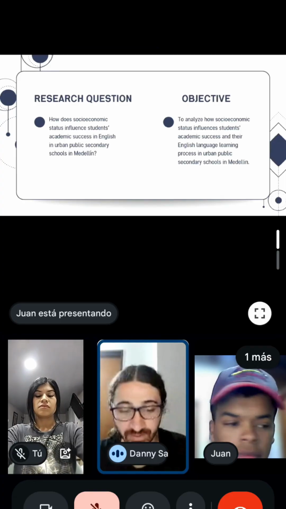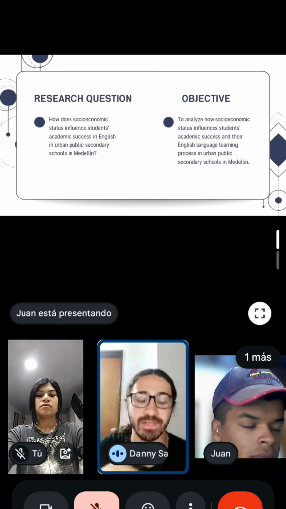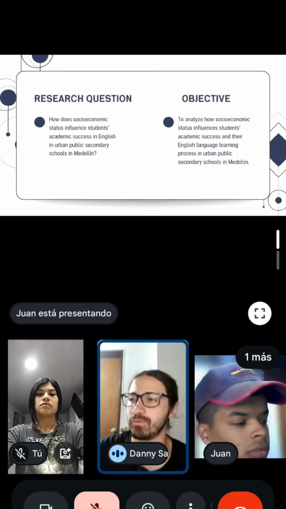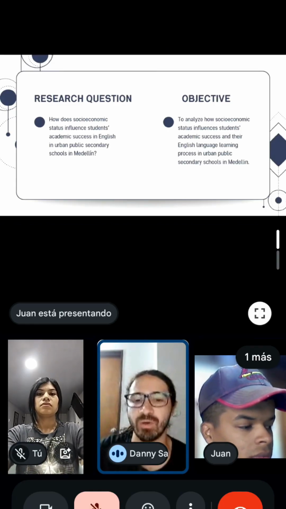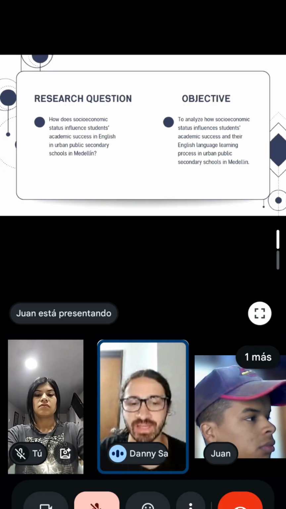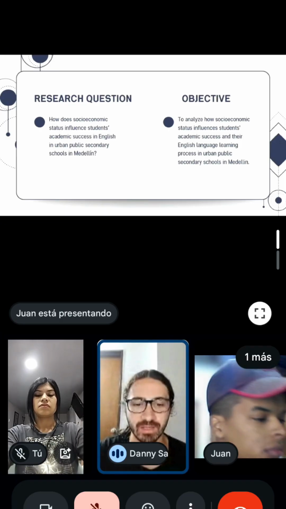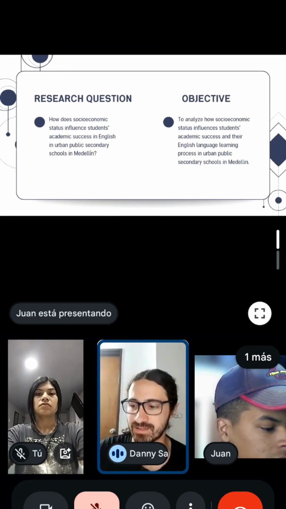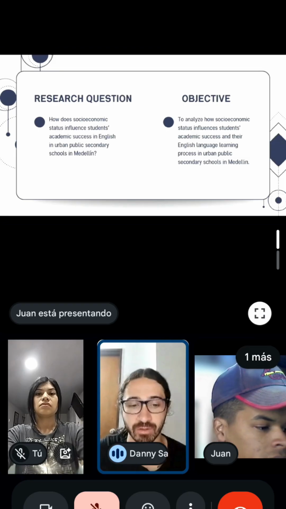Why did we choose this research question? It is because we are looking, we want to know and understand the relationship between socioeconomic status and students' academic success and students' academic outcomes.